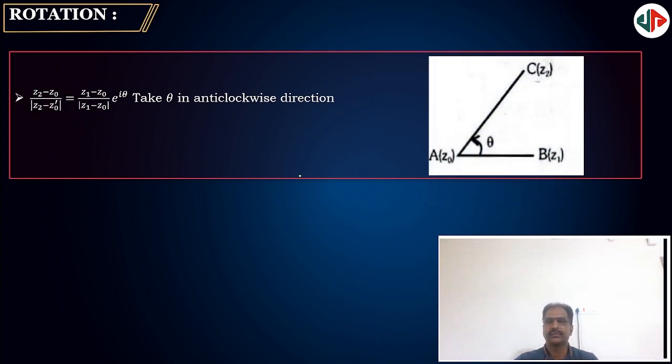Next, rotation theorem. About z naught, if the line AB, which is joining the points z0 and z1, is rotated by an angle theta in anti-clockwise direction, and let the new position of B be C, which represents z2, then theta should be measured in anti-clockwise direction. Then (z2 minus z0) by mod of (z2 minus z0) is equal to (z1 minus z0) by mod of (z1 minus z0) into e power i theta. This is known as concept of rotation.